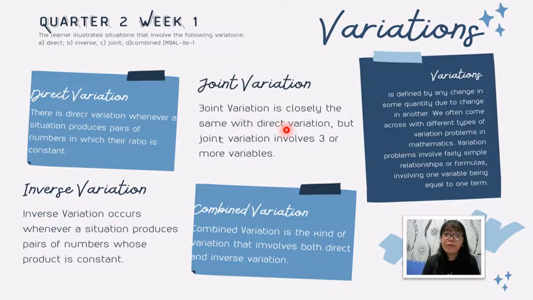And then joint variation is closely the same as direct variation, only joint variation involves three or more variables. And of course, combined variation. It is a combination of both direct and inverse variation, or it can also be a combination of joint variation and inverse variation.